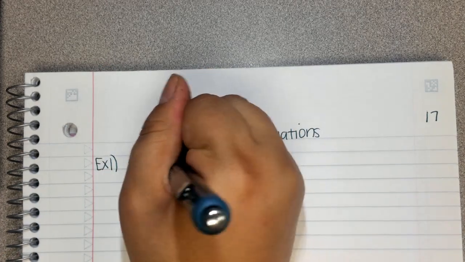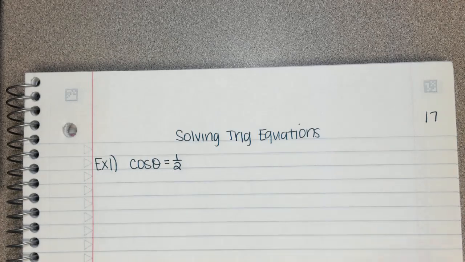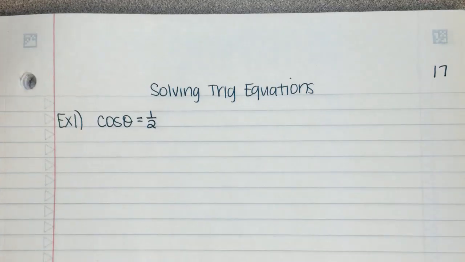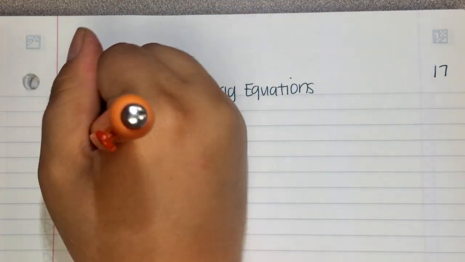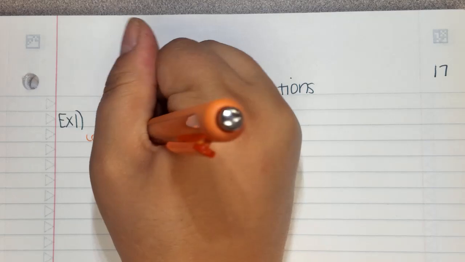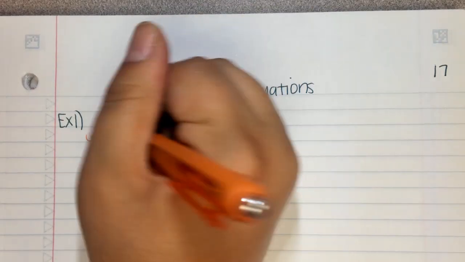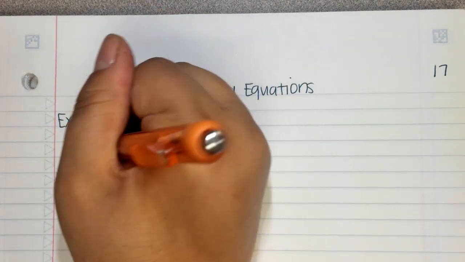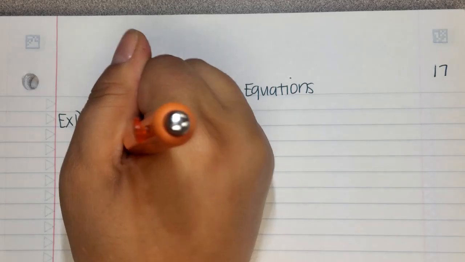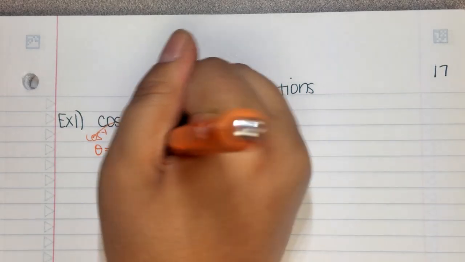The cosine of theta equals 1/2. What's my variable here? Theta. How do I get theta by itself? Inverse cosine. And what you do to one side, you do to the other. Those cancel, and theta equals inverse cosine of 1/2.